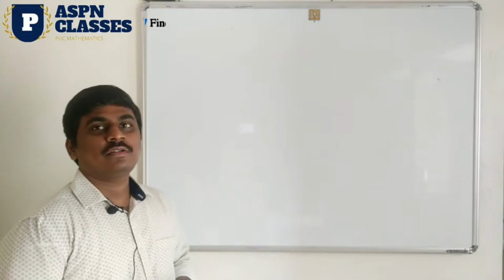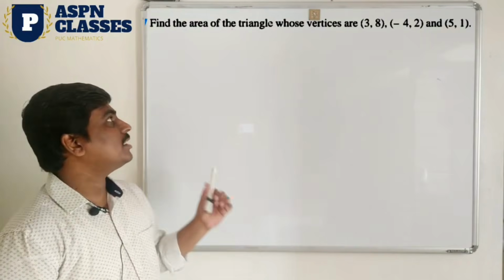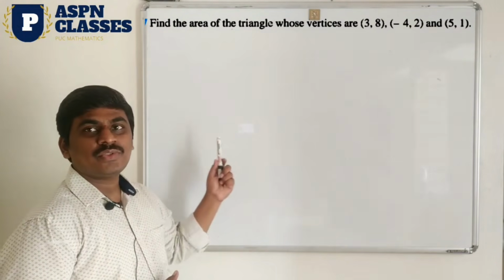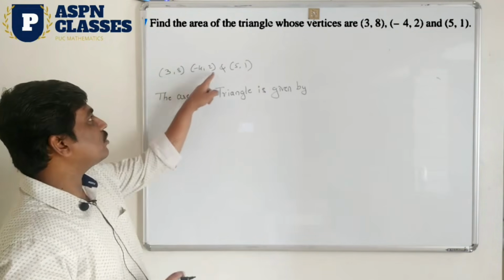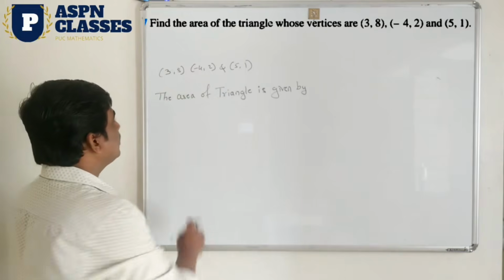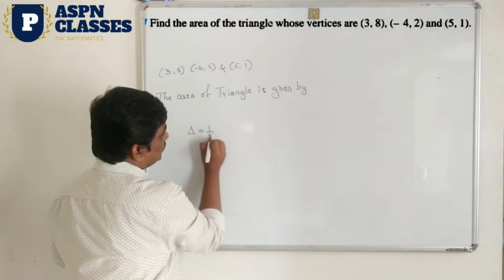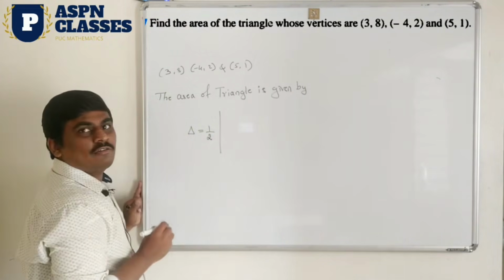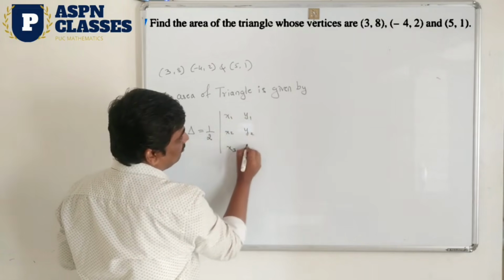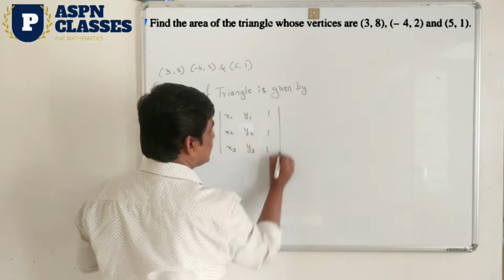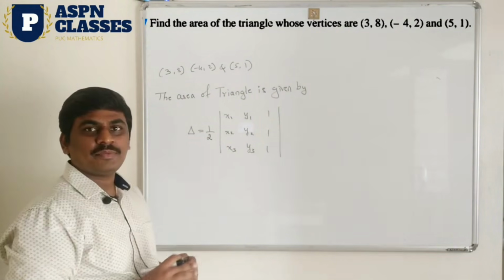Okay, first question, find the area of the triangle whose vertices are given here. We have to find the area of the triangle by using the determinant method. So let us start this. What are the vertices here? 3, 8, minus 4, 2 and 5, 1. Three vertices are given. So now write here the area of the triangle is given by delta is equal to 1 by 2 into bracket. First you write the formula: x1 y1 1, x2 y2 1, x3 y3 1. If you at least write the formula, you get 1 mark here. Next, if you fill in the simplification, again you get 1 more mark.